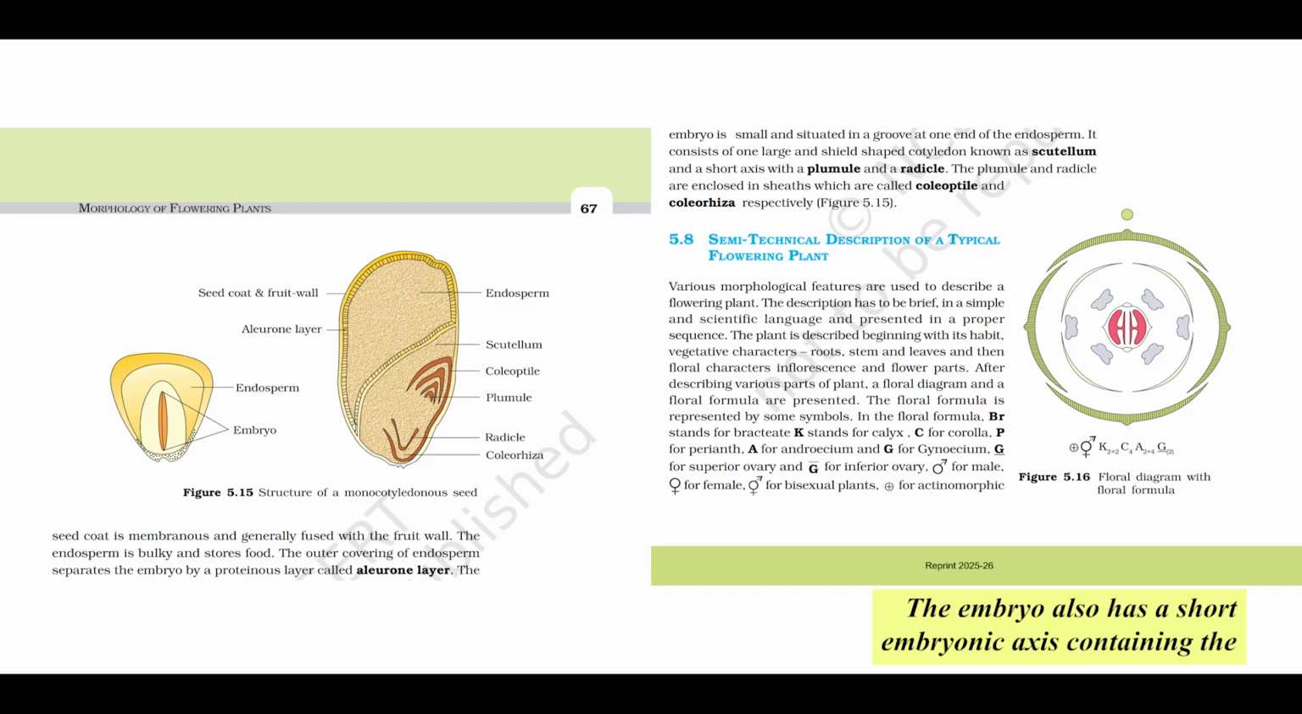Exactly. The embryo also has a short embryonal axis containing the plumule, the embryonic shoot, and the radicle, the embryonic root. But these are protected by special sheaths. The plumule is enclosed in a protective conical sheath called the coleoptile.